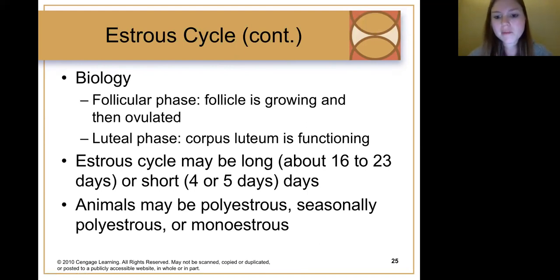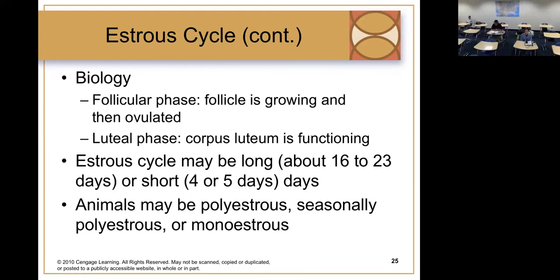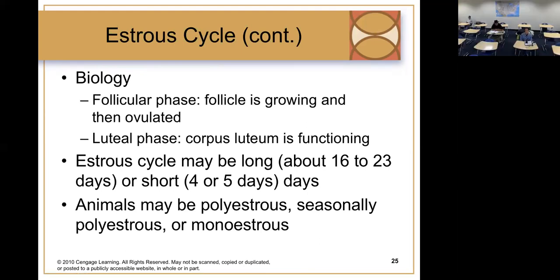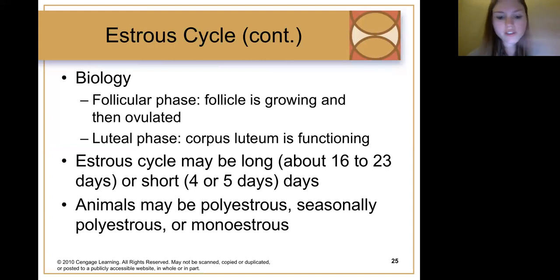If you think back to some of those differences that we talked about, you'll see that it does vary with species. And then terms that you should already be familiar with: animals can be polyestrous, seasonally polyestrous, or monoestrous. So polyestrous means what? Multiple times a year. Right. And then seasonally polyestrous would be? Just seasonally. Right, they have many estrus cycles during a certain season. And then monoestrous would be one. Yep. Okay.